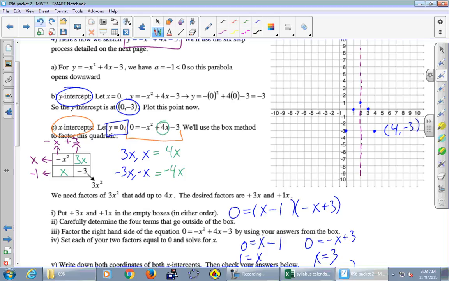So we're always just going to plot that extra point, find the partner of the y-intercept. And then we connect the dots. So go ahead and connect those 5 points. You're going to draw something that is curvy and smooth.